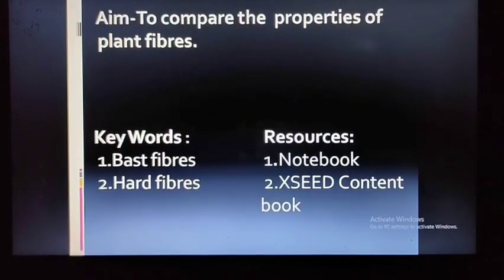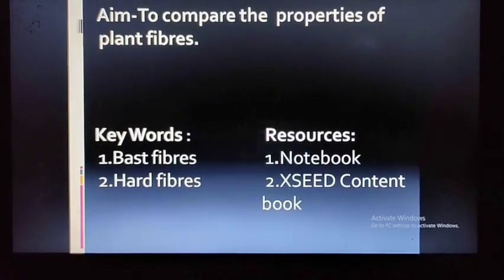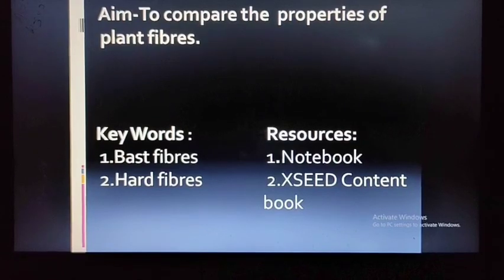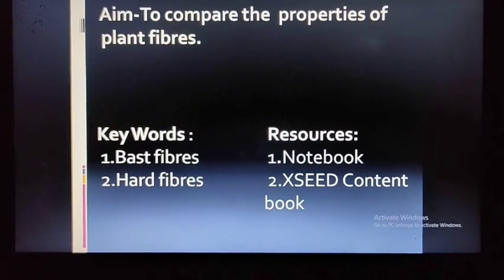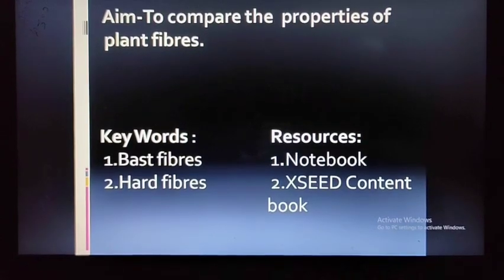The aim of this lesson is to compare the properties of plant fibers. The keywords are bast fibers and hard fibers. Kindly note down these keywords in your notebook. Resources are notebook and Exit content book.